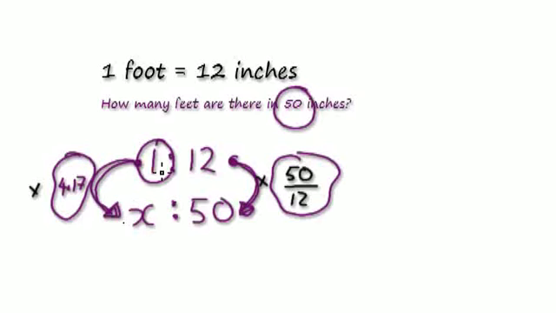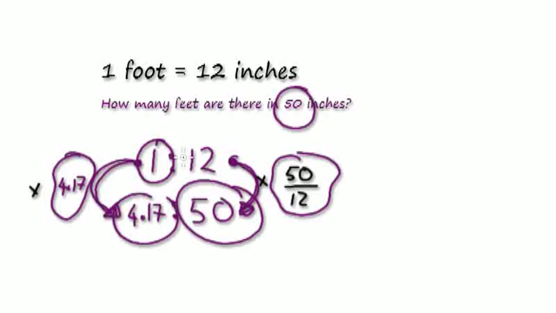Now, if you want to know x, you would start here and then times our multiplier. That would take you into the x. So 1 times the multiplier is the multiplier. So 4.17. So you see, 50 inches equals 4.17 feet. Okay.